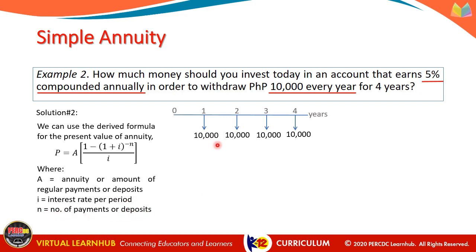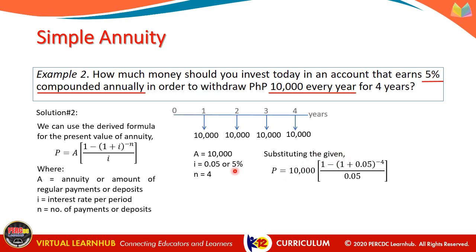In this case, we have withdrawals. Okay? A is equal to 10,000 pesos. This is the fixed amount of our yearly withdrawals. i is equal to 0.05 or 5%. We have here 5% compounded annually. Okay? And n is equal to 4. We're going to have 4 withdrawals, 1 every year. Okay?